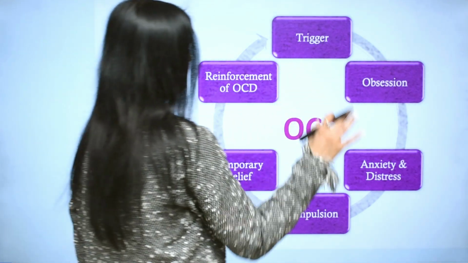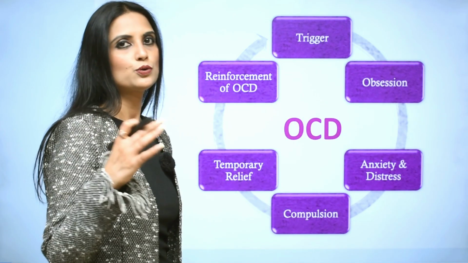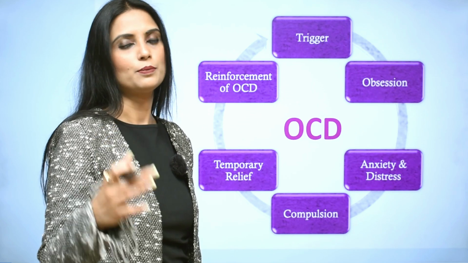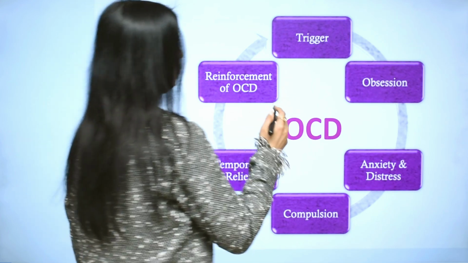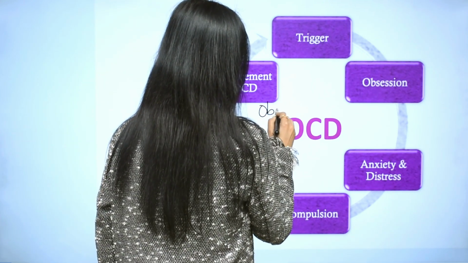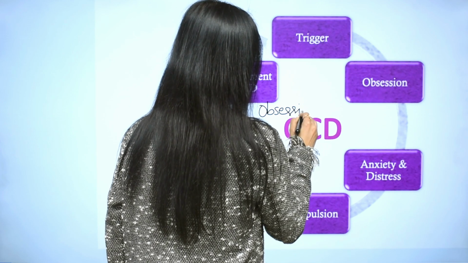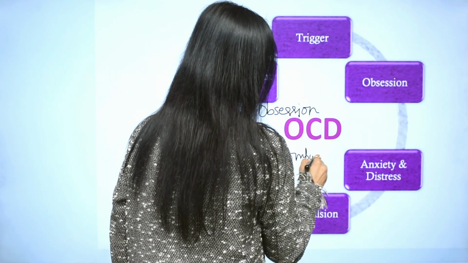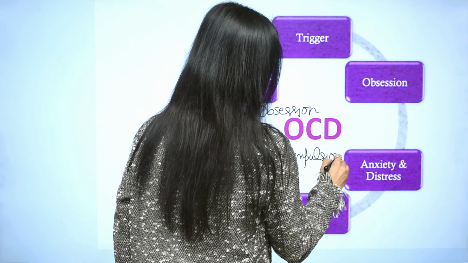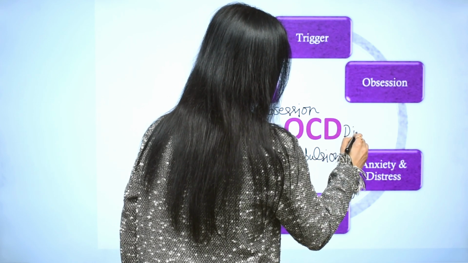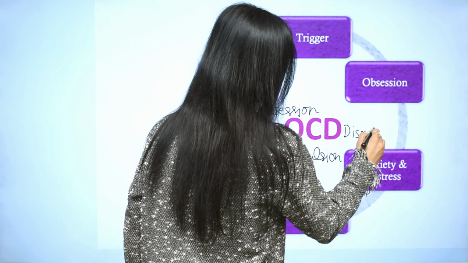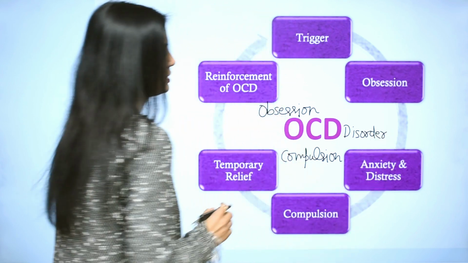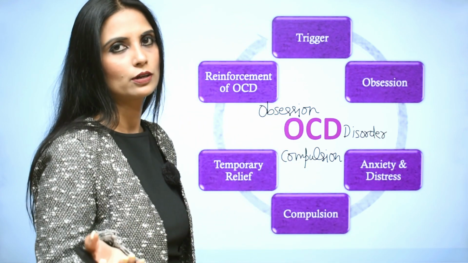This is the OCD cycle. You know, OCD stands for Obsessive Compulsive Disorder. O means obsession, C means compulsion, and D means disorder. Something which is not in order.